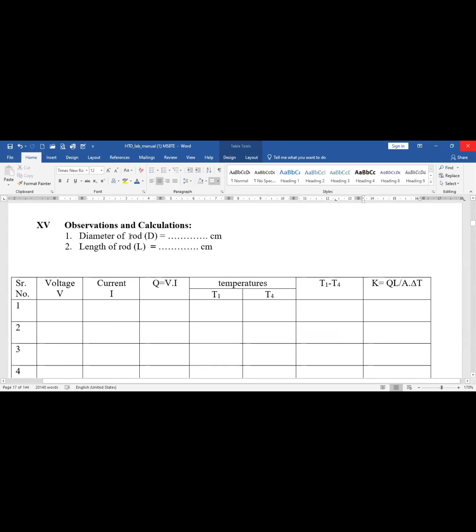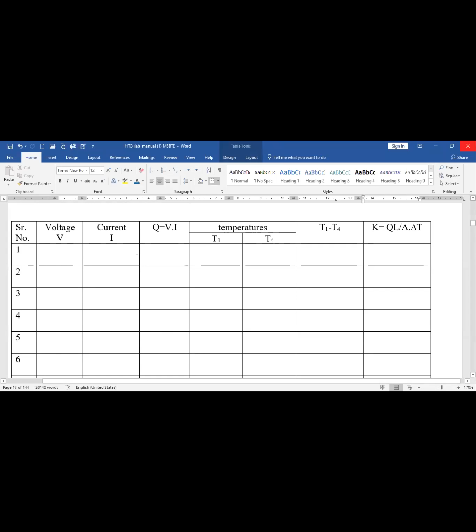So if there is a rod, then the diameter of the rod and the length of the rod, and if it is a slab, then the different dimensions of the slab should be written in terms of centimeters and in meters. Then in the observation table, the voltage readings are required, current is required, then we can calculate the Q supplied, that is whatever the heat supplied in terms of power. So that is voltage into ampere. Then temperatures T1, T2, T3 and T4, and we can have the temperature difference, that is T1 to T4, that is the overall temperature difference.